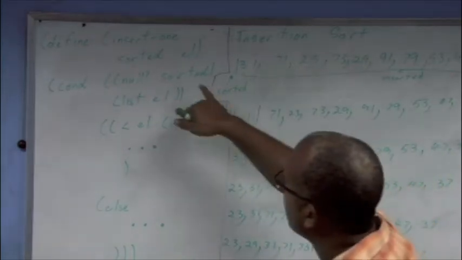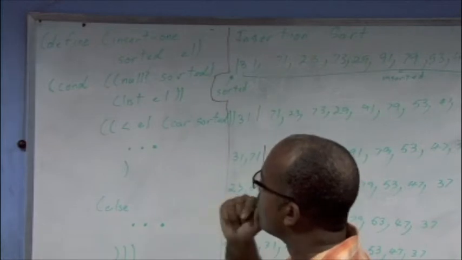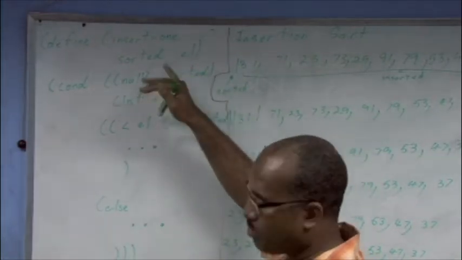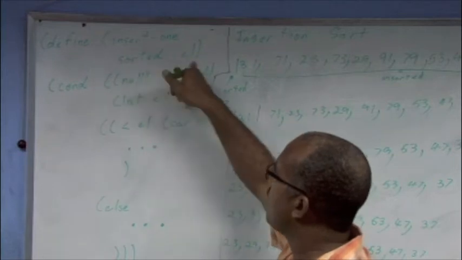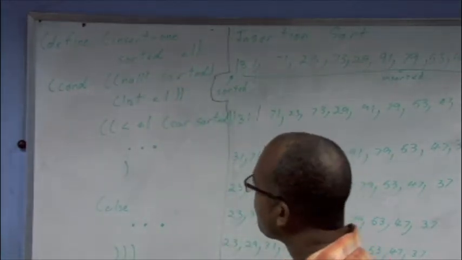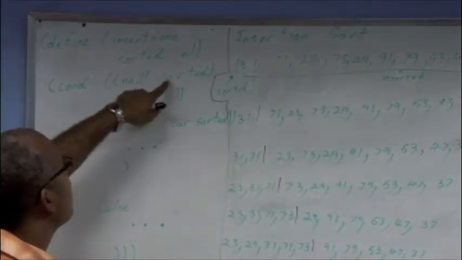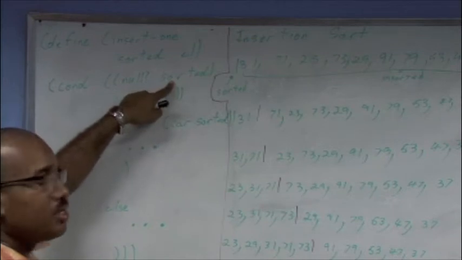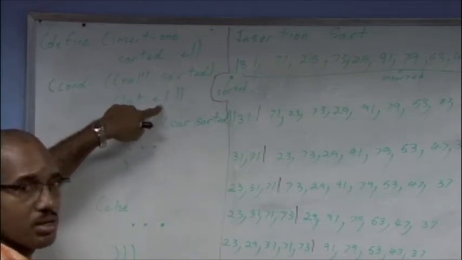So the function named insert-one takes two arguments, one named sorted, the other one named EL. We know the function we're working on. Sorted would represent the sorted list, element will represent something to be inserted into the sorted list. Then we check if sorted is empty. If sorted is empty, we return a list consisting of EL.